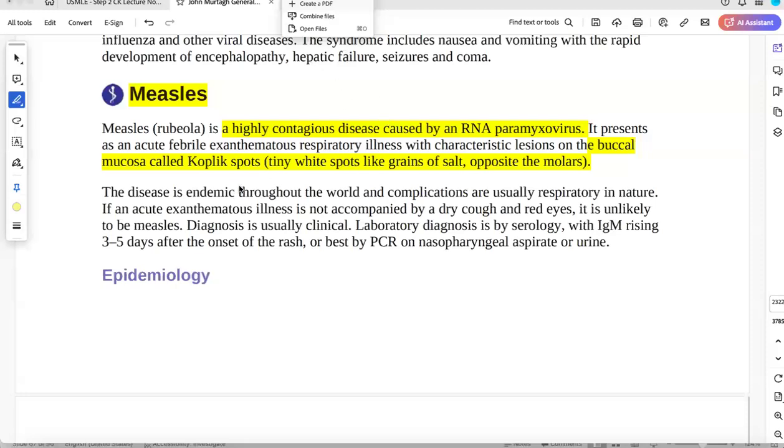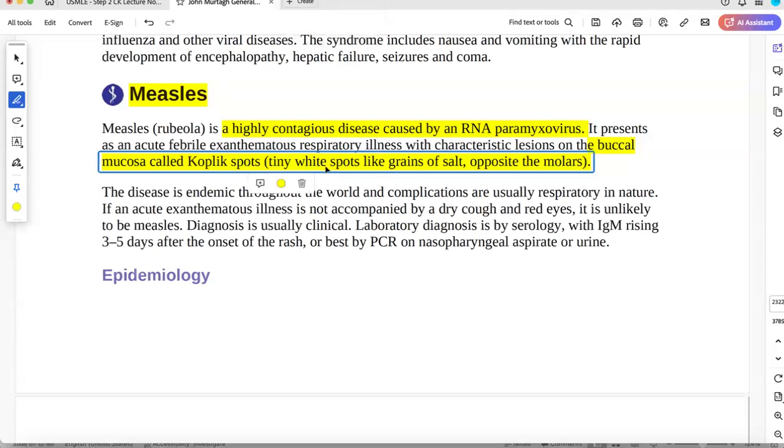Koplik spots are tiny white spots opposite to the second molar. That's one of the important findings that we can get in a measles patient. So if you see the buccal mucosa and you see white tiny spots like a grain of salt opposite to the second molar tooth, that's Koplik spot, and it can be found in a measles child.